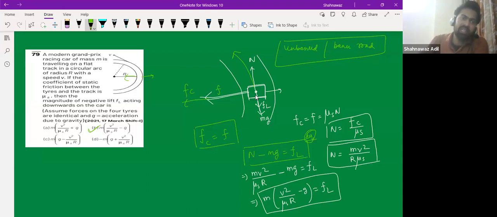We are assuming that it has lifted, right? So that is why we are not taking the second law. We are not applying the second law. We are applying the equilibrium condition. Is it clear?